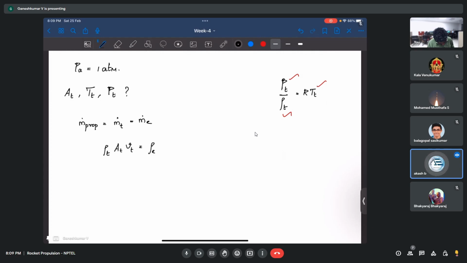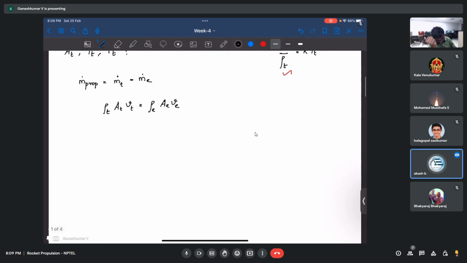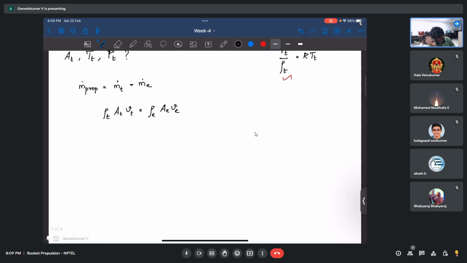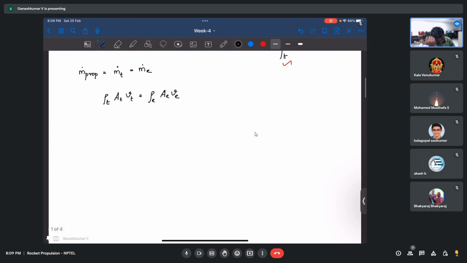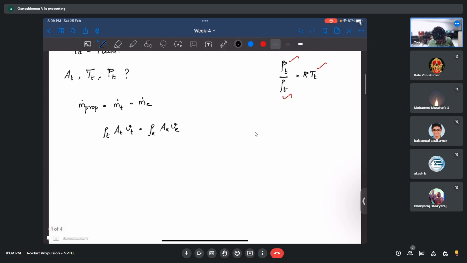We know the temperature at the chamber, right? True. We can relate it with the 2 by gamma plus 1 relation, right? Yeah, that is what we are going to do. If you want to find temperature first, I thought I would find the area first. Okay, let me go with your thoughts. Let's find temperature first.